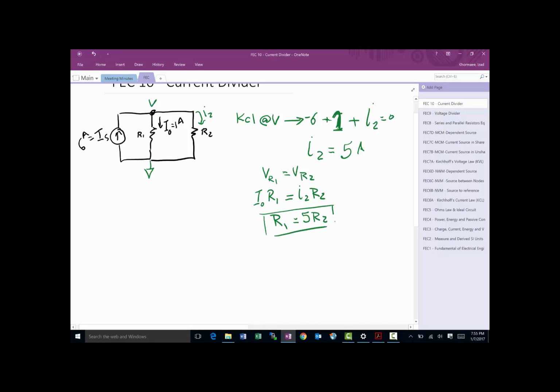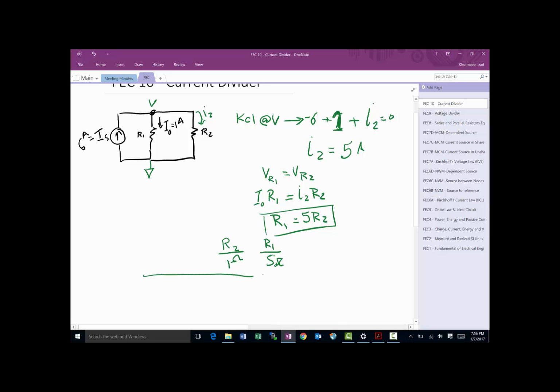If you watched the voltage divider video, you're almost in the same situation, where we have lots of choices to make. Whatever you pick, you can pick R2 to be whatever you want. You can pick it to be 1 ohm, which means R1 has to be 5 ohms. And if you do that, you're guaranteeing that I0 is equal to 1 amp. This is called the current divider.